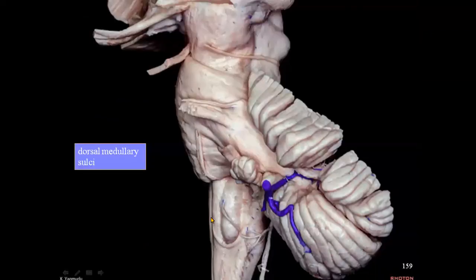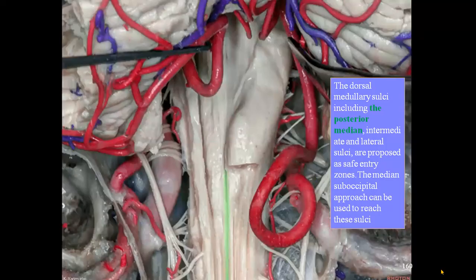Another important safe entry zone in the medulla is called the dorsal medullary sulcus, or sulci. Here are the dorsal medullary sulci. They include the posterior median sulcus, and also the intermediate sulcus and lateral sulcus. All of them are proposed safe entry zones. The median suboccipital approach is used to reach all three of these sulci.